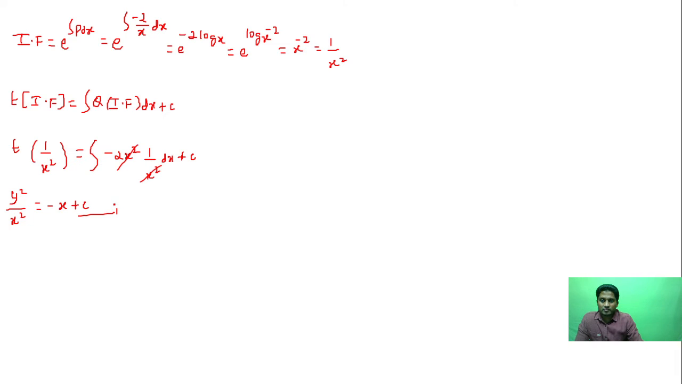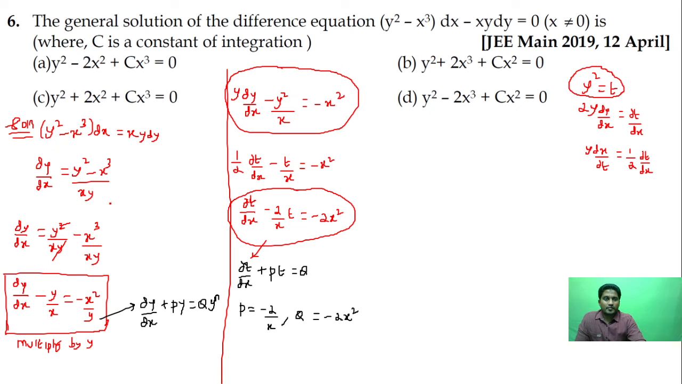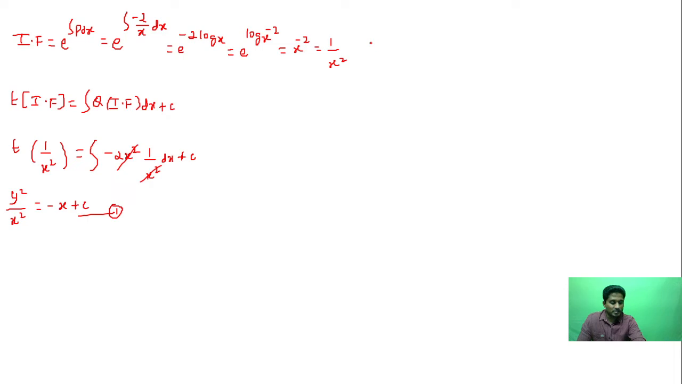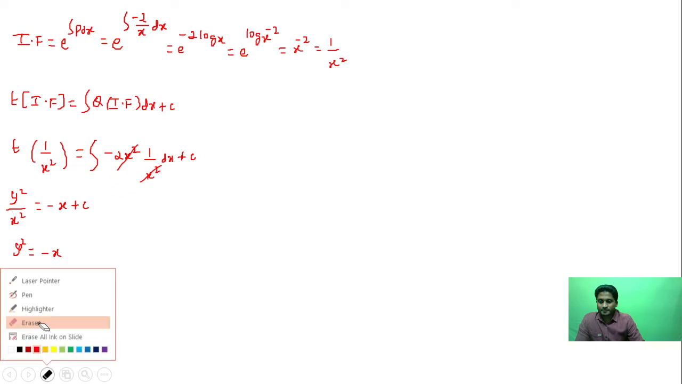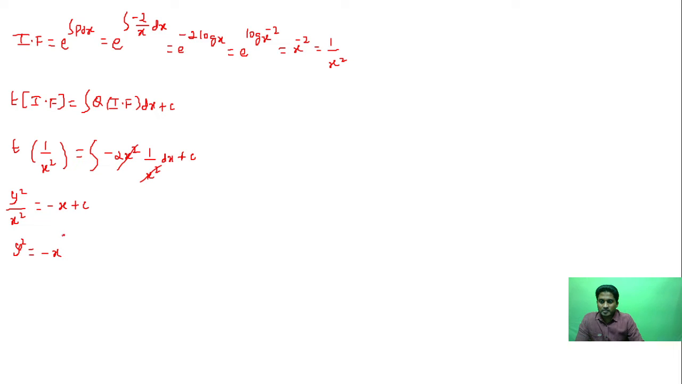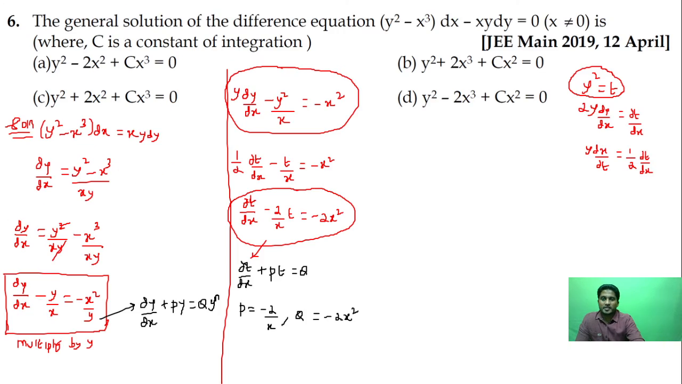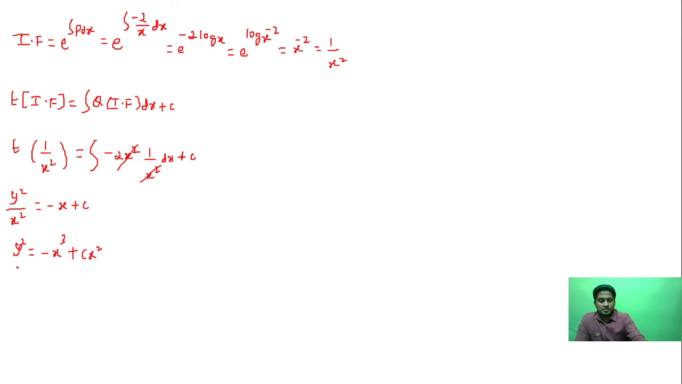Let's call this equation 1. Since it is given in the question, c should be there in the answer. If I cross multiply, you get y square is equal to minus x cube plus cx square. If you shift to the left side, you will get y square.